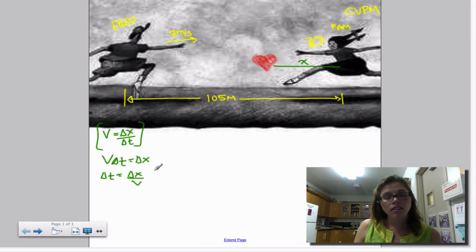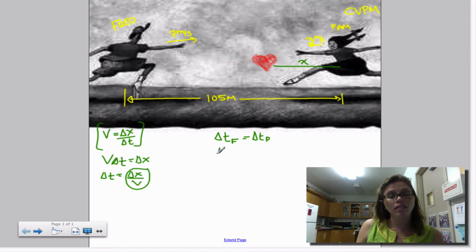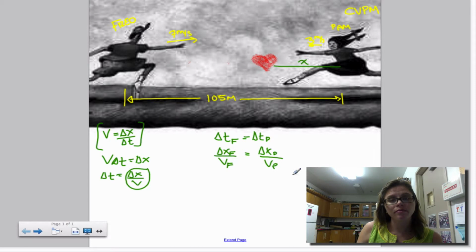All right, so let's come over here. The time that it takes Fred to meet Pam is equal to the time that it takes Pam to meet Fred. And that's going to equal change in x over v. So change in x, how far Fred ran, over the velocity of Fred equals change in x, how far Pam ran, over the velocity of Pam. So let's plug in things that we know.